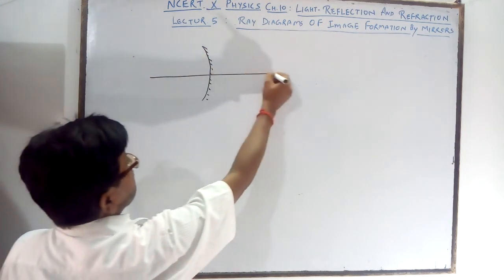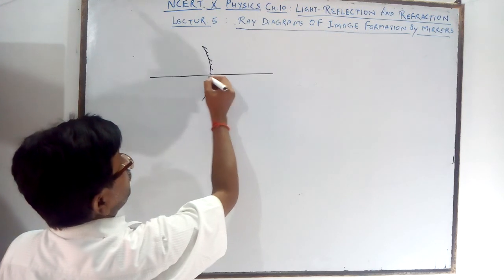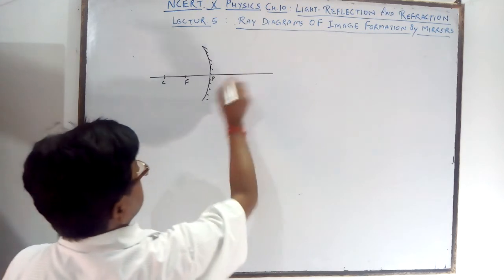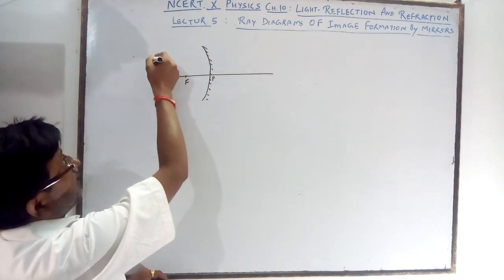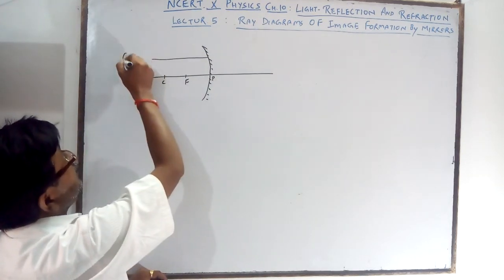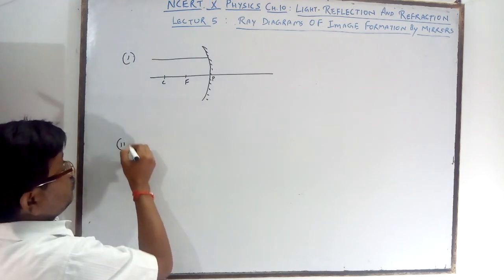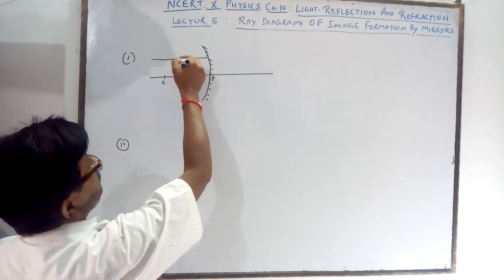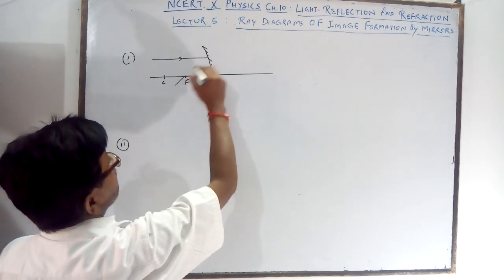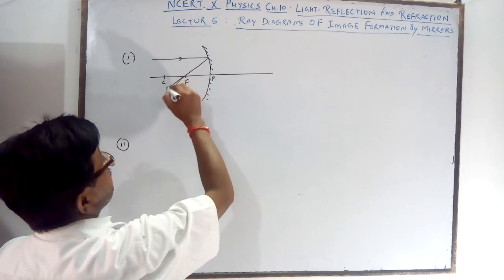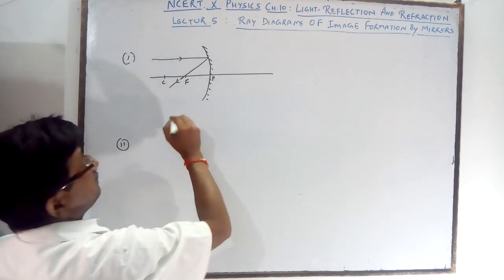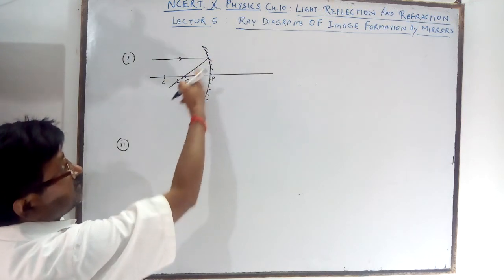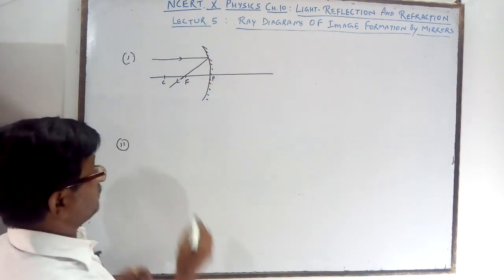One principal axis, pole, focus, center of curvature. In this, how many rays will we take? Out of these, we will take two rays to draw the ray diagram. First, a ray which is parallel to the principal axis. There are four conditions. It passes through the focus. A ray parallel to the principal axis, after reflection, passes through the focus.